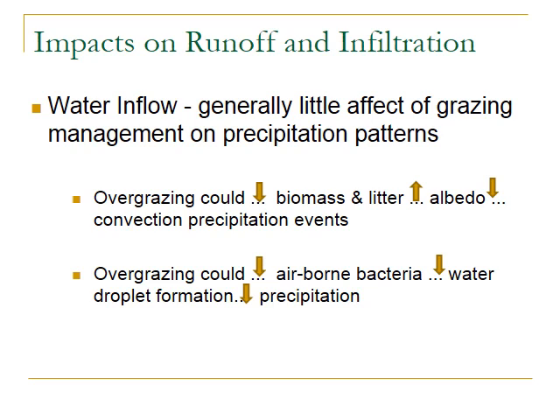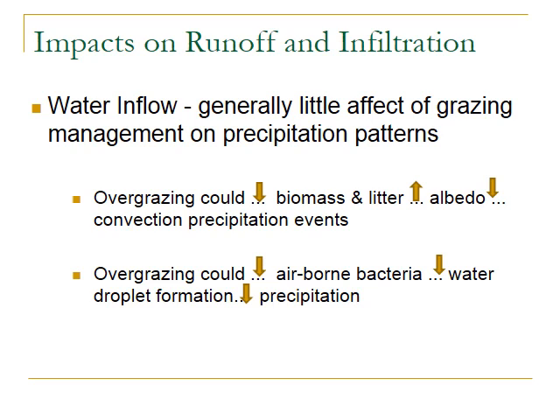So some summary points. Impacts of runoff and infiltration. Water inflow, the amount of water that comes into the system, is generally little affected by management practices. It's really hard to increase precipitation, as you know. So overgrazing can, however, decrease biomass and litter, which increases albedo, or the reflection of sun and the evaporation of water, and that could decrease the convection precipitation events. So it decreases those afternoon showers, etc., if you have that more reflection. So that's one way overgrazing can influence precipitation.